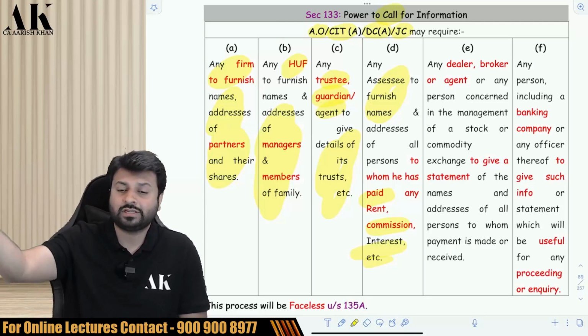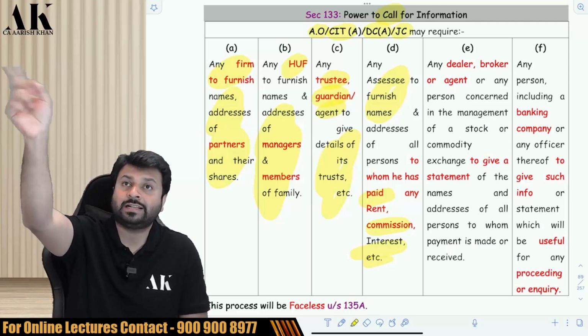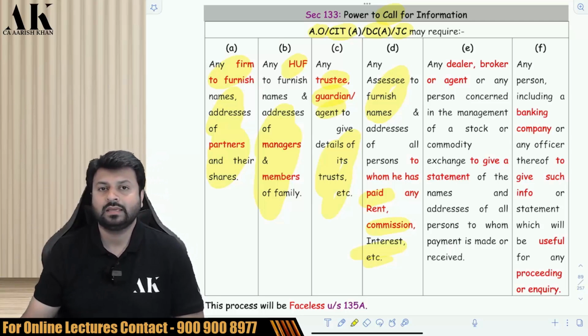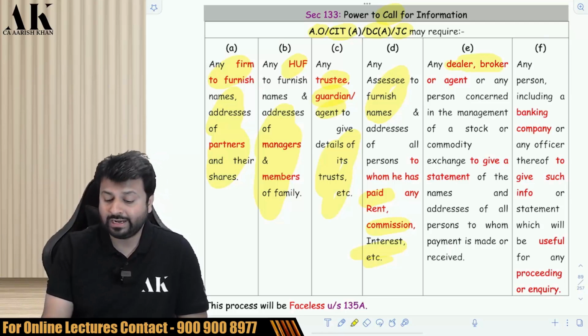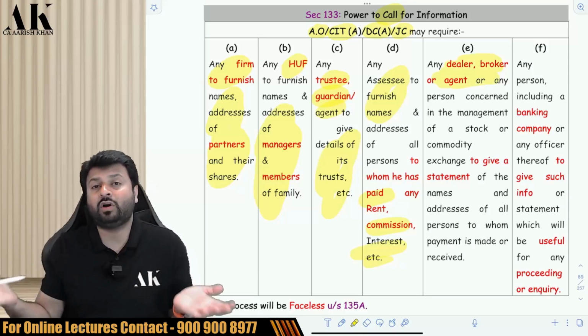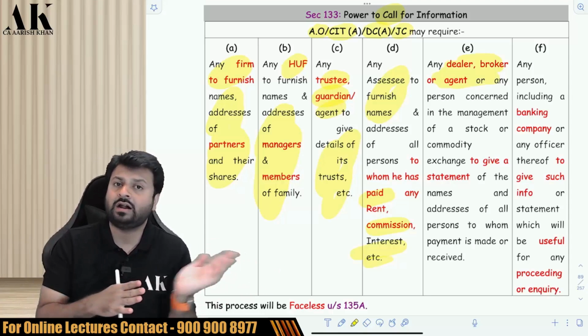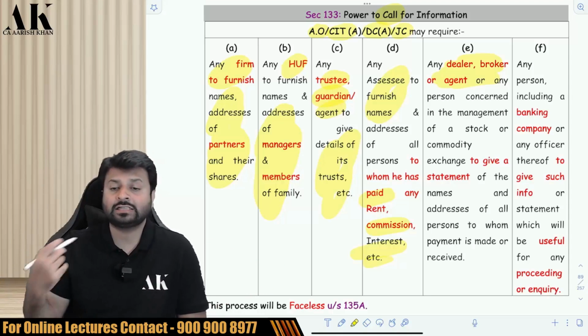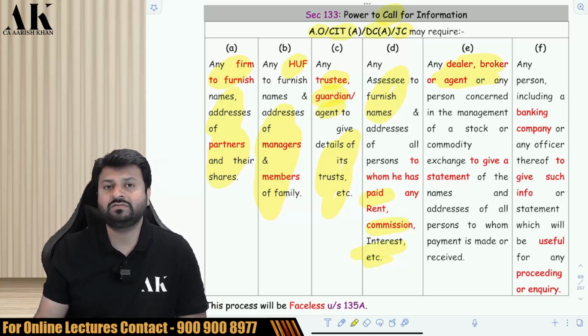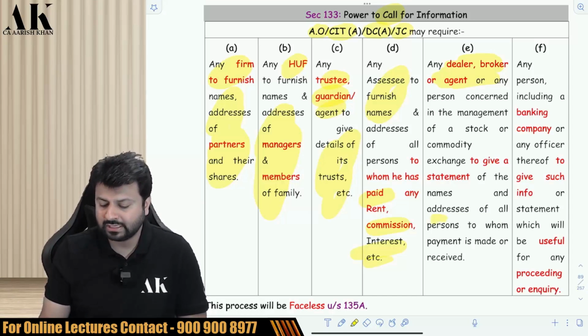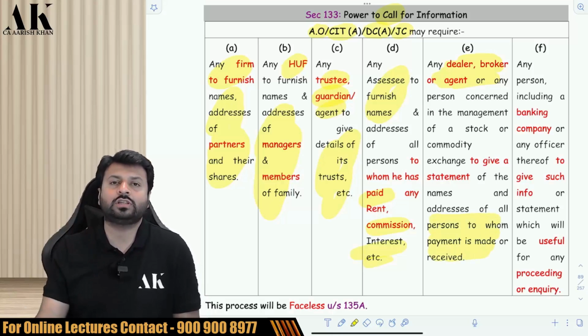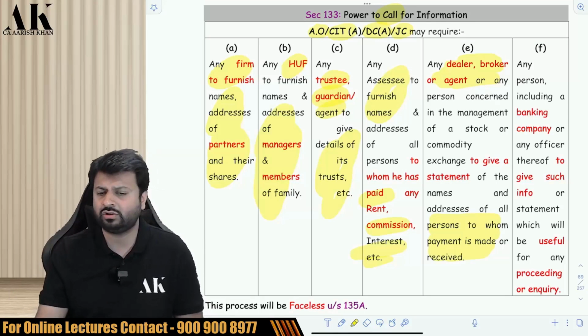To whom you pay commission, so that they come to know the person to whom I pay commission, whether that person shows the income or not. Next, they can send a notice to dealers, brokers, etc. who are engaged in what? They can send notice to Sher Khan, Zerodha, Ventura Securities, and they can ask for the details and the statements of the names and the addresses of the persons who are trading in their stock exchange or in their commodity exchange. They can ask for the details of that also.